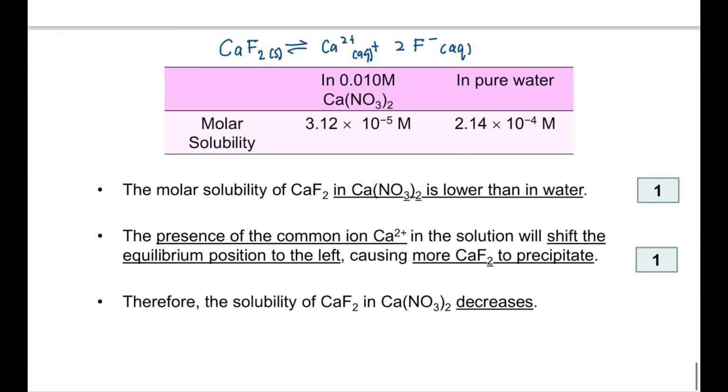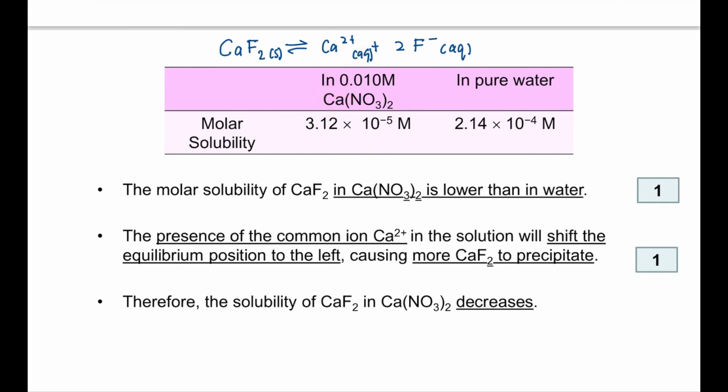So we can compare them. We can see the molar solubility of calcium fluoride in calcium nitrate is lower than the solubility of calcium fluoride in pure water. Look at the value. This is exponent -5. This one is exponent -4. That means there is higher molar solubility of calcium fluoride in pure water. Okay, why does calcium fluoride have low molar solubility in calcium nitrate? This is due to the presence of the common ion calcium 2+, which is similar to the ion present in the calcium fluoride.